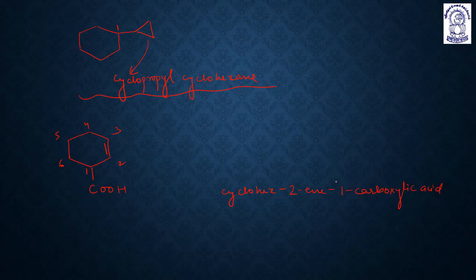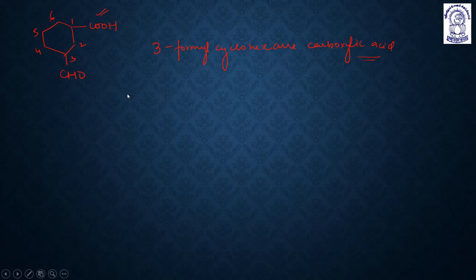Now, for example, if you have been given more than two functional groups like this and this is the primary group. So this is the first carbon, second, third, fourth, fifth, sixth. So you will write 3-formyl cyclohex carboxylic acid. So we have completed the spiro and bicyclo compounds.